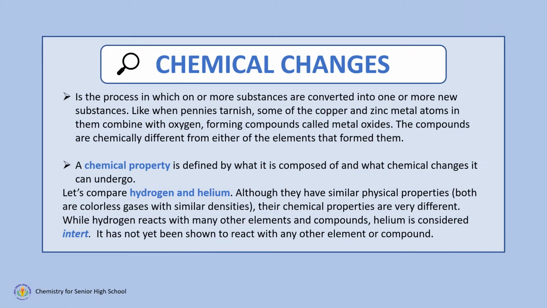A chemical change is the process in which one or more substances are converted into one or more new substances. Like when a penny is tarnished, some of the copper and zinc metal atoms in it combine with oxygen, forming compounds called metal oxides. The compounds are chemically different from either of the elements that form them. A chemical property is defined by what a substance is composed of and what chemical changes it can undergo.